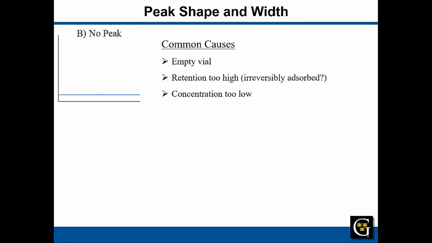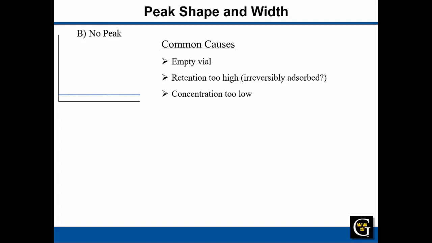Now, if we go to the situation where we see no peak, there are many reasons that this can happen, but some of the common ones are very simple things like the sample vial is empty, or the volume in the vial is too low for the needle to actually reach the liquid. If we choose conditions where the retention is too high so that we don't see an analyte eluted during the analysis time, obviously we won't see a peak. Or if the concentration of the analyte is too low or the detector response is not strong enough, then we won't see any peak.